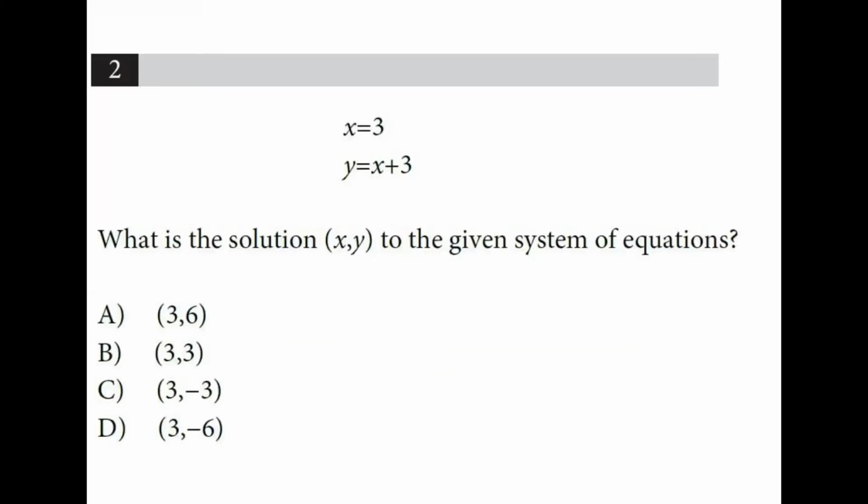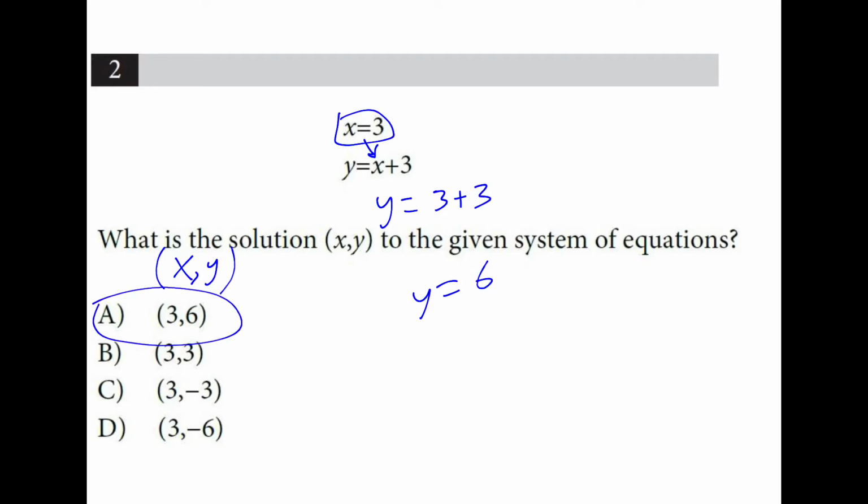What is the solution x, y to the given system of equations? So each of the answer choices has the x answer and then the y answer written like this. Makes a lot of sense to me to just use substitution. y is equal to 3 plus 3, or y is equal to 6. So given those two facts, our answer is A, because they already tell us what x is equal to.